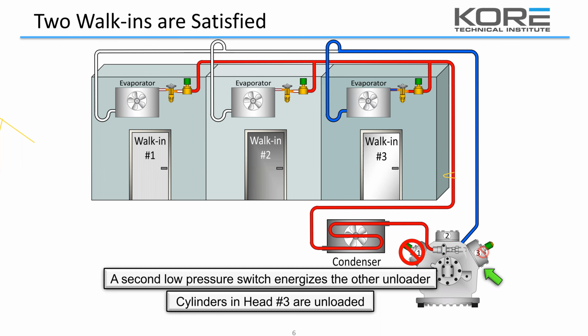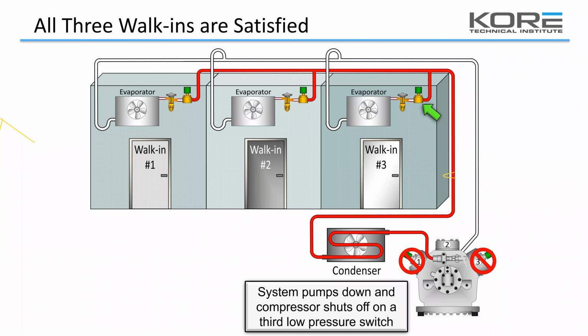And then the final stage would be when evaporator number 3 shuts down, and now we have no refrigerant flow. And so now the low pressure switch is just going to shut the compressor off completely, as there's no need anymore for any refrigerant flow whatsoever. So that would be the staging of an unloader, a compressor with multiple unloads.